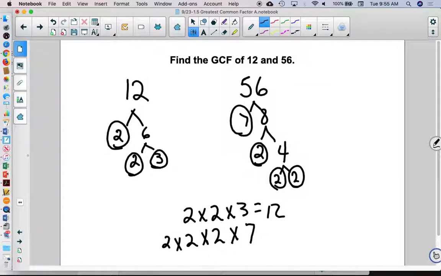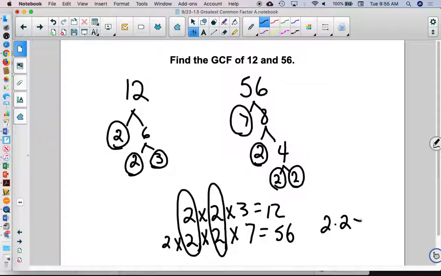Okay. I'm going to marry them up because that all equals 56, right? These two. Do you agree with me there? Is there anything else that I have in both? A prime factor that's in both? No. But I have a 2, so I've got 2 times 2. The GCF would be 4. Okay? The GCF is 4.